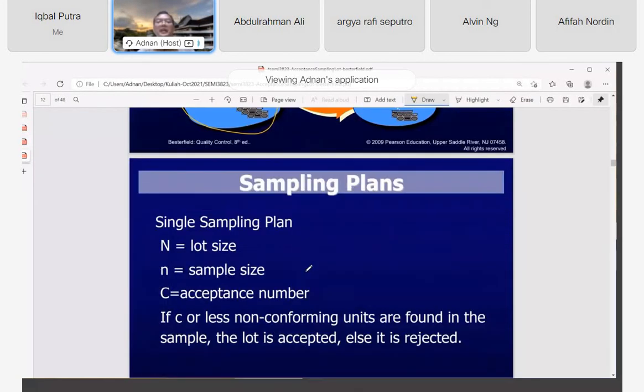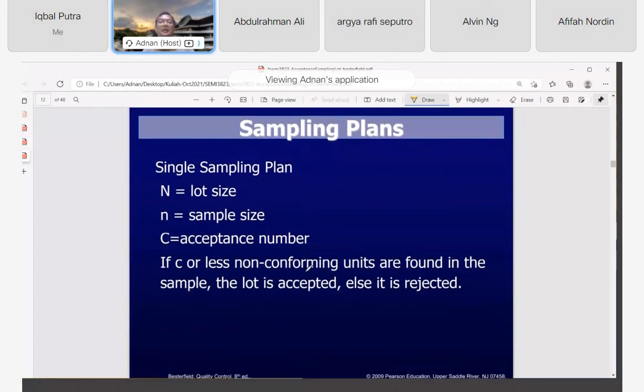Okay, single sampling is very simple. Let's say you produce a lot, you are producing 9,000 units. This is total production. And you say, okay, I don't want to check 9,000. I want to take a sample. Maybe I take 50 samples, n equal to 50.